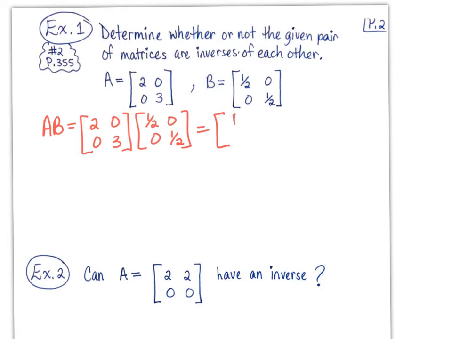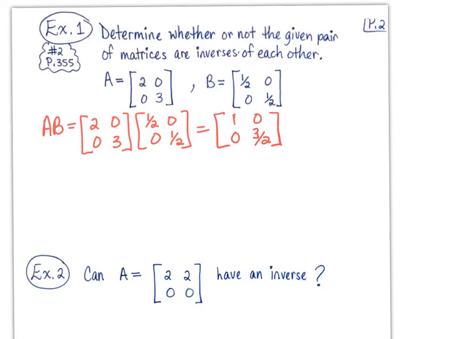Then in the 1,2 position, you multiply the first row times the second column. 2 times 0 is 0, plus 0 times 1/2 is 0. So you have 0 here. Then we have the second row, first column, so 0 times 1/2 is 0, plus 3 times 0, which is 0. And then for the second row, second column, we get 0 times 0, which is 0, plus 3 times 1/2 gives us 3/2.